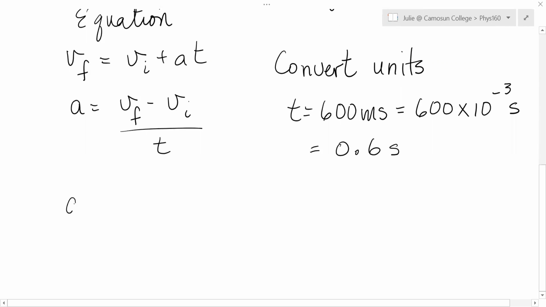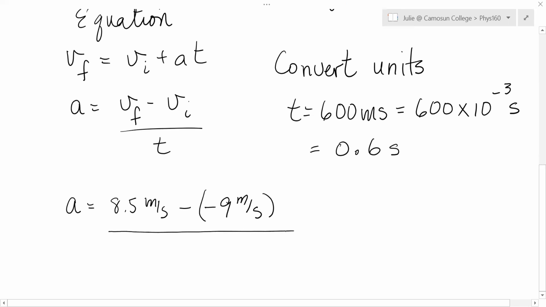So let's go ahead and calculate now. VF is 8.5 meters per second to the right. Put your units too, it's a good idea. You can see how it works. Minus -9 for initial velocity, divided by 0.6 seconds. So you're actually adding those 2 numbers, 8.5 plus 9 over 0.6. And when you do that, you get 29.2 meters per second squared.